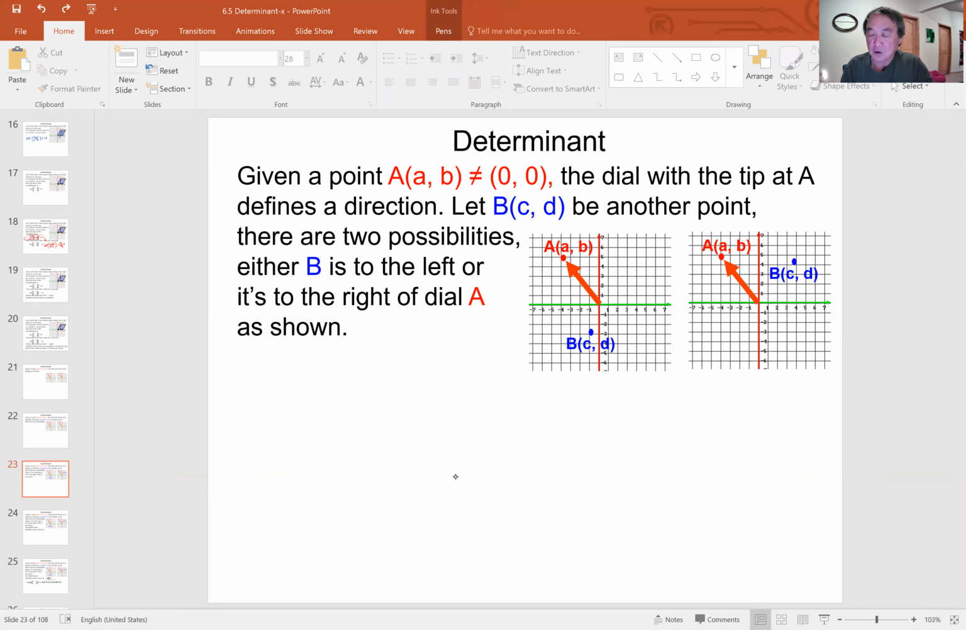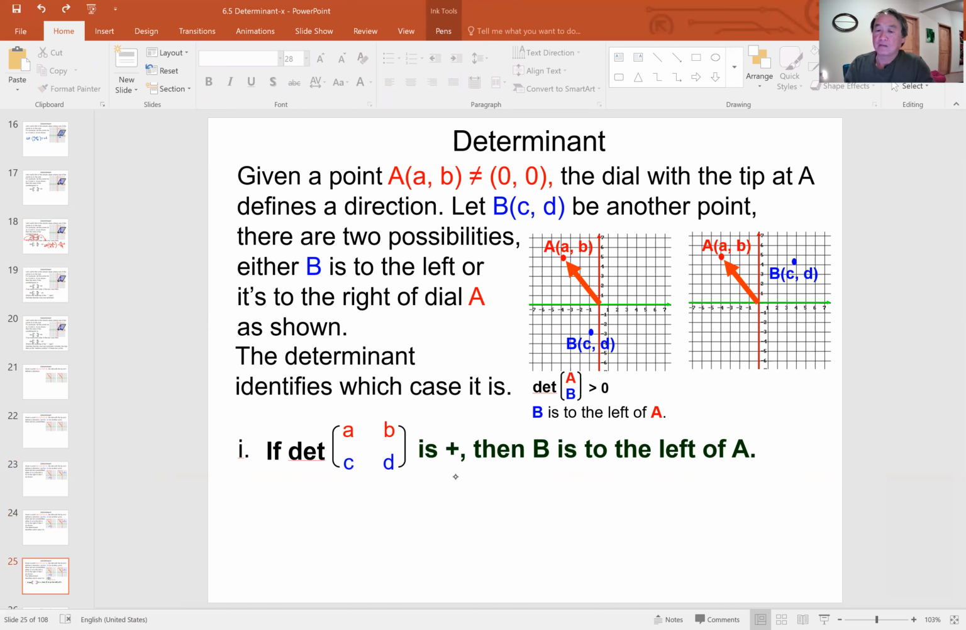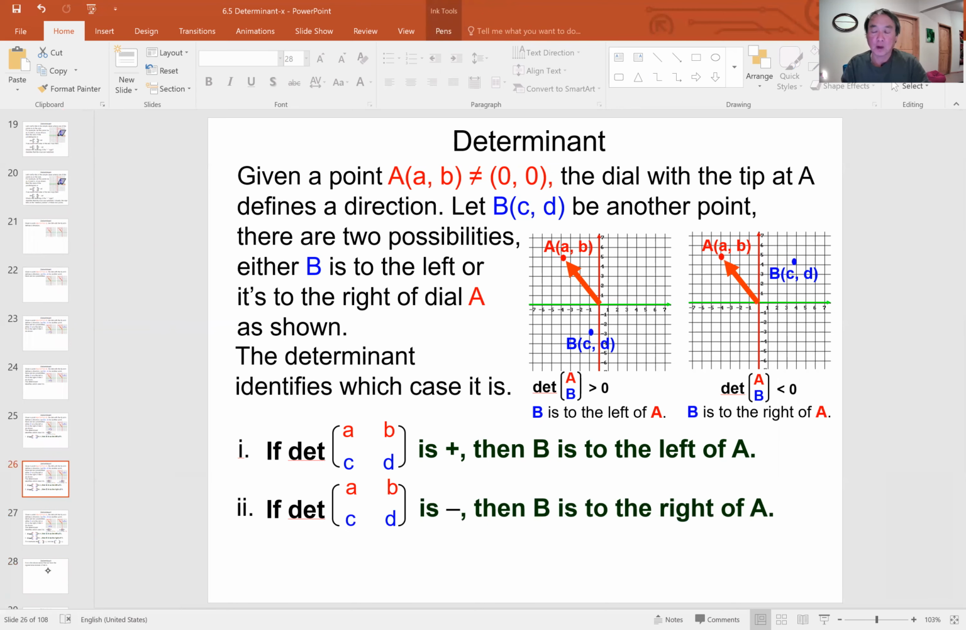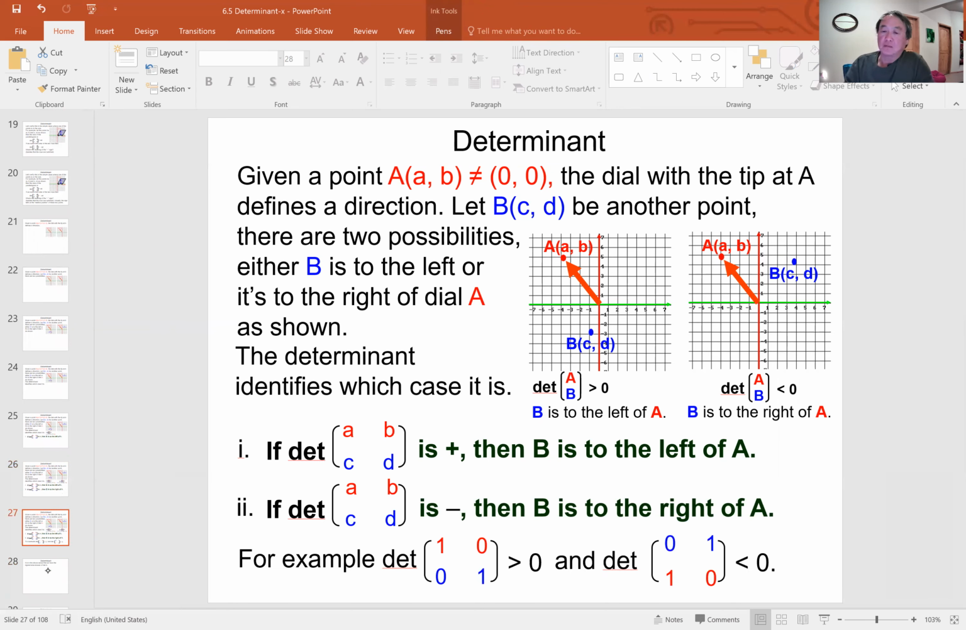If that's the case, then the determinant is going to be positive when I put a, b, c, d in a 2 by 2 matrix, with A on top and B on the bottom. If on the other hand the point B is on the right-hand side when I turn the red arrow to point at it, then the determinant is going to be negative. So that's what I meant by the relative positions of the points A and B.